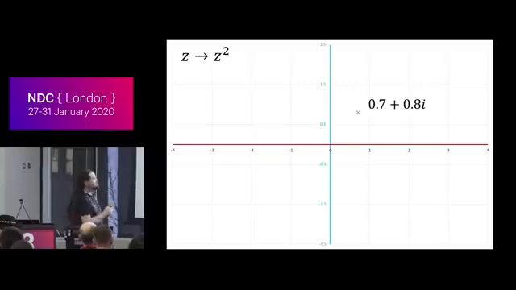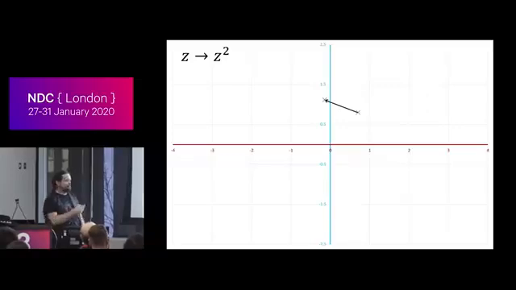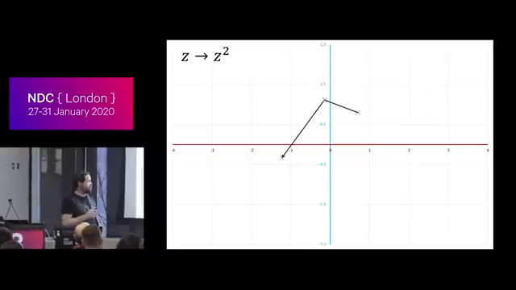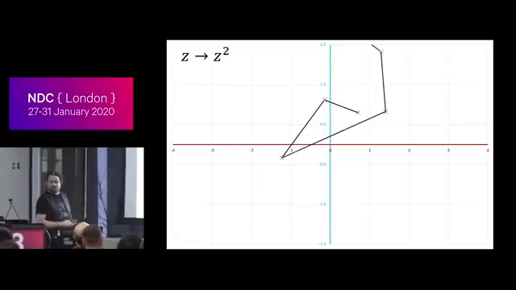If we apply the same thing to this complex number, what we're going to do is we're going to keep taking that number and squaring it. First time we square it, it goes to here. We square it again, it goes to here. We square it again, it ends up over here, and then over here, and then it disappears, off to infinity.